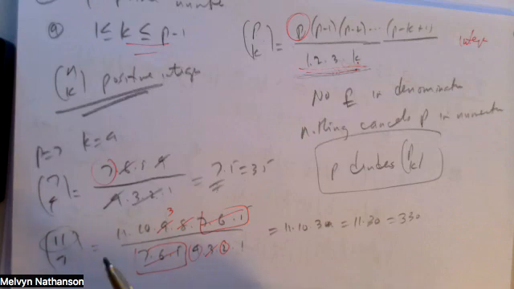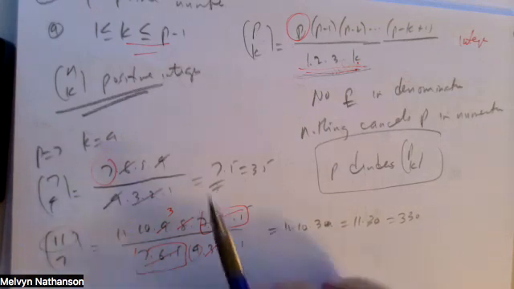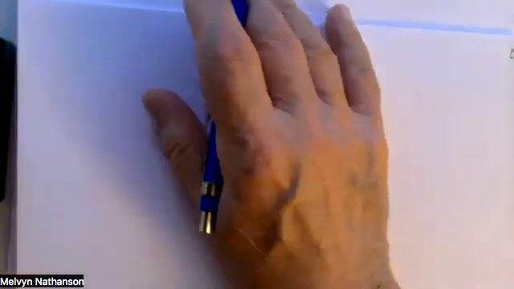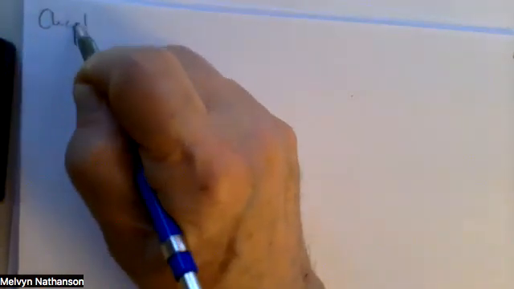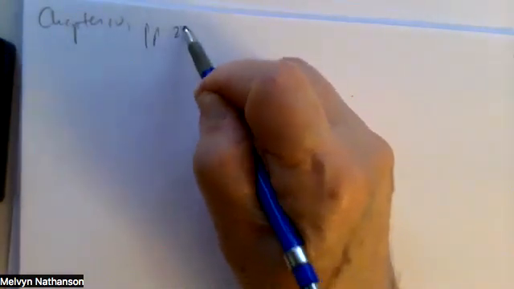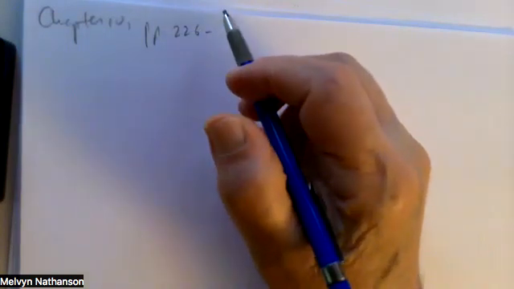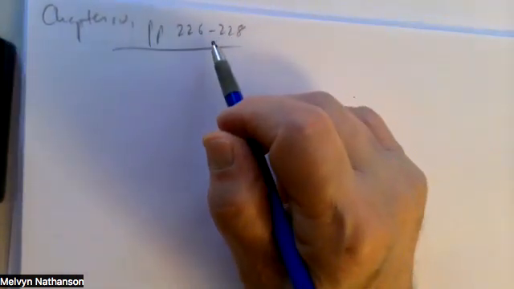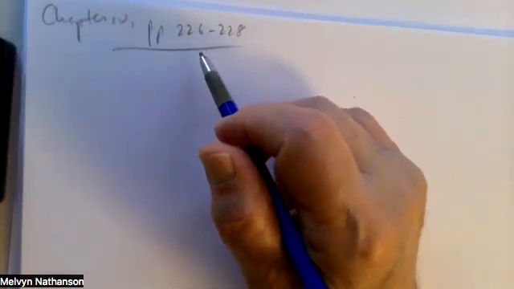Professor, did you do part B and C? Yes. So this is a proof that takes several pages in the text. This is in Euler's work on number theory. This is in chapter 10 on pages 226 to 228.